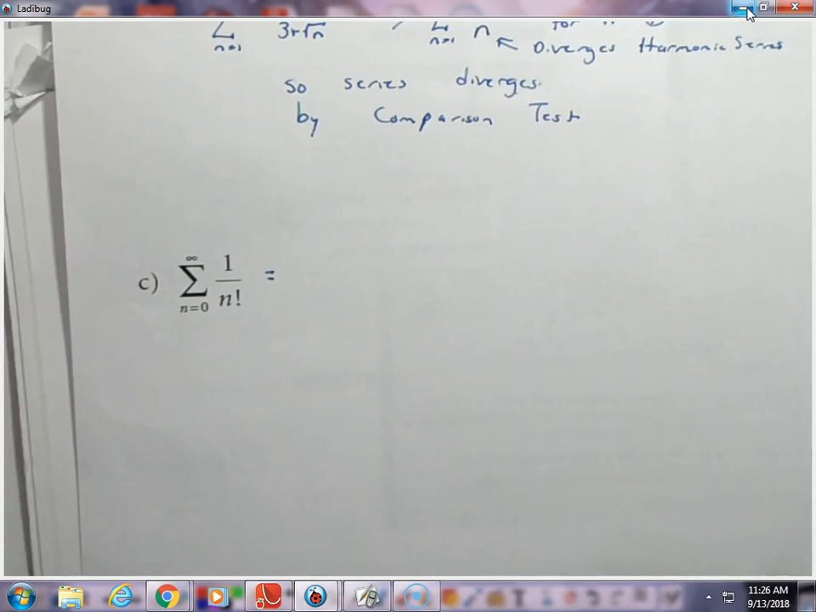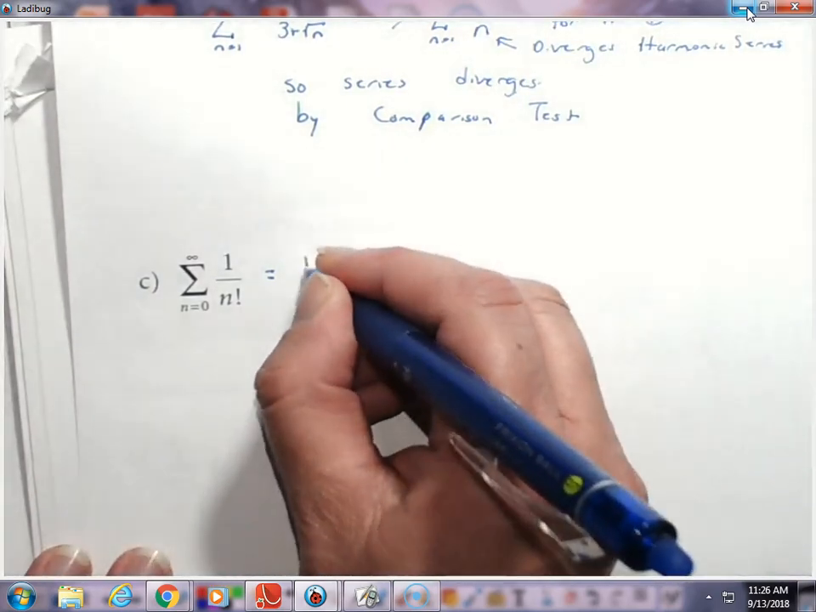So I'm actually going to write out a few terms so I can see if I think it's bigger than something that diverges, or if I think it's smaller than something that I know converges. So that's kind of my goal here. I'm just going to write out the first couple of terms.